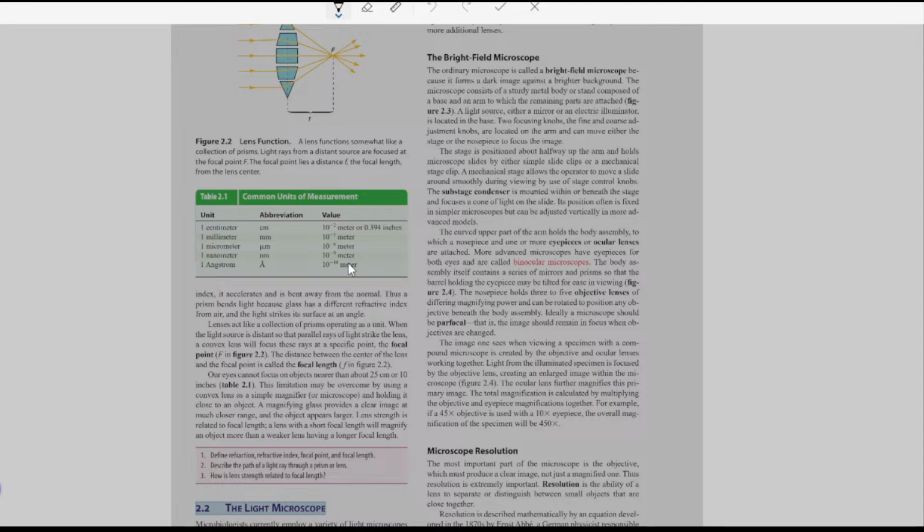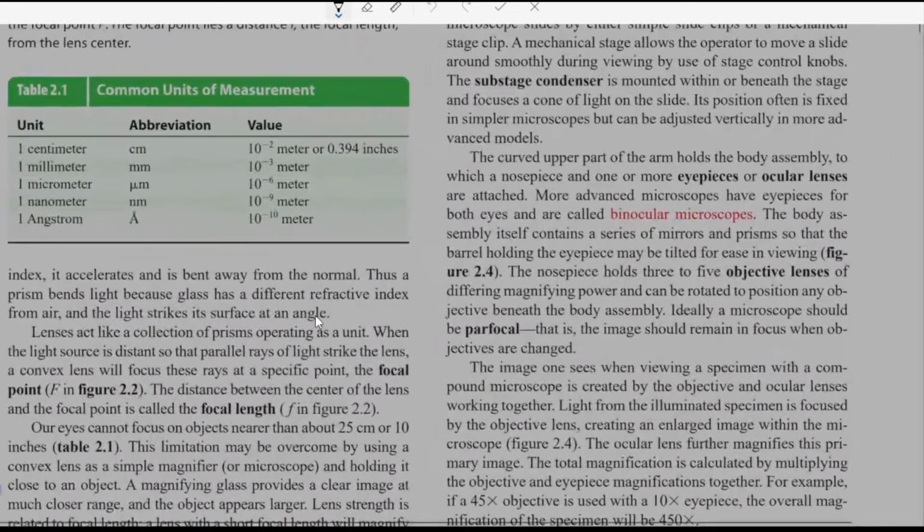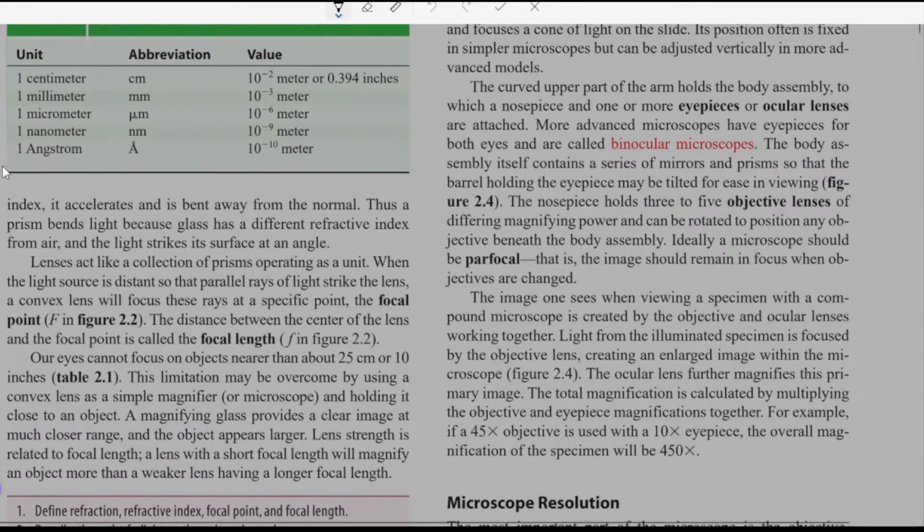If it is entering a higher refractive index medium, it slows down. And if it is doing the opposite thing, it's going to accelerate, right? We get it now. And thus a prism bends light because the glass has a different refractive index from the air, and the light strikes its surface at an angle.